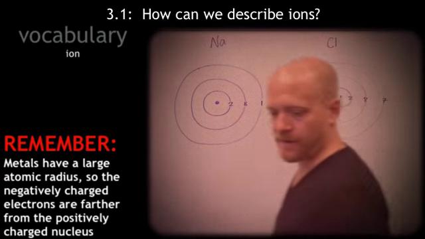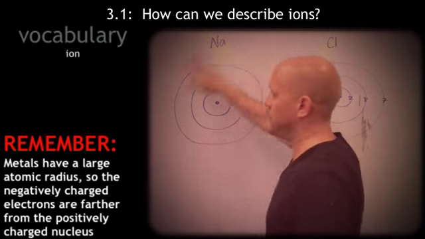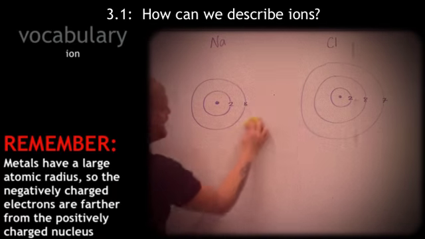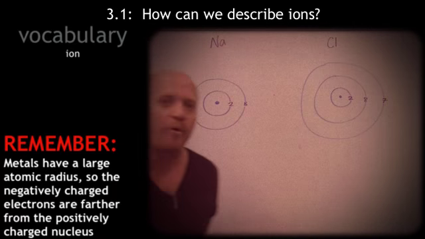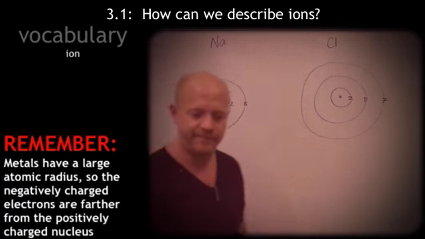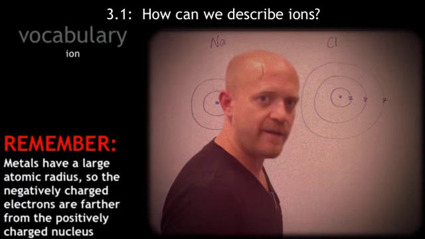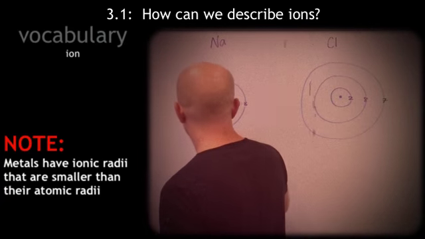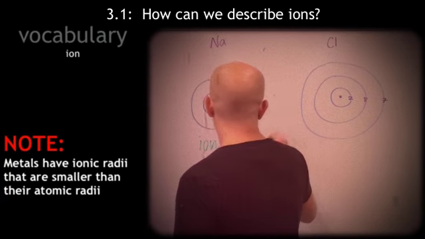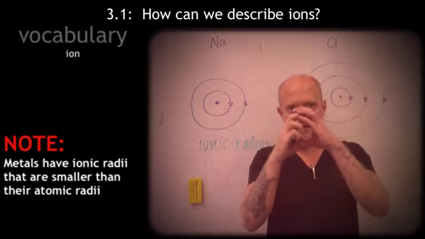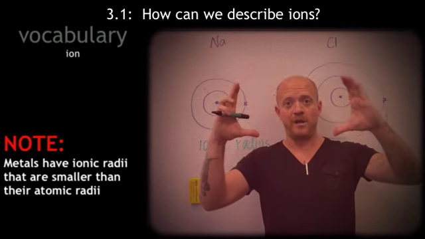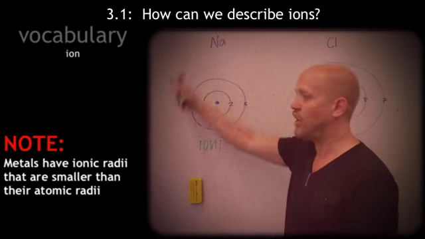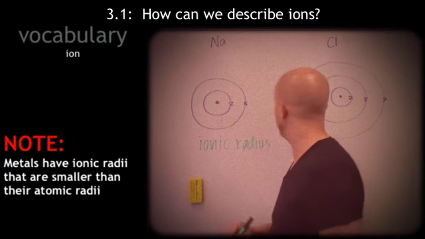So what's going to happen here is sodium will lose an electron, and as a result, it's losing an entire orbital. You notice that? I just erased it. So the ionic radius is smaller for metals. Metal atoms are very large, metal ions are very small because they lost an entire orbital.